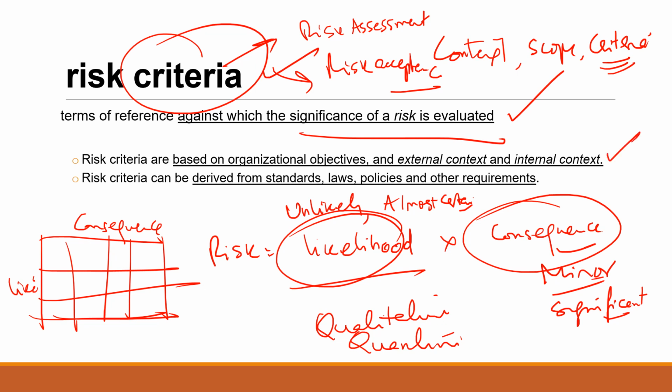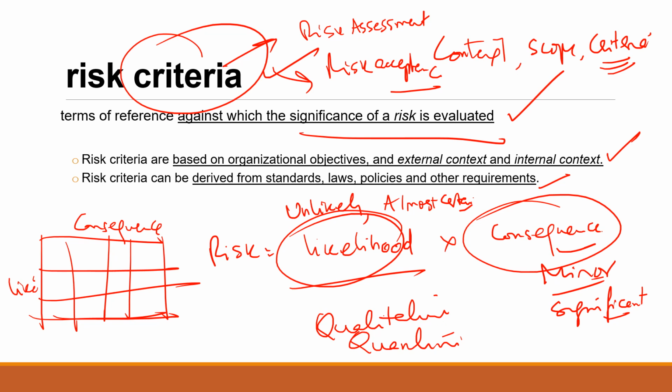What is the organization culture? Maybe they are risk aggressive or risk averse, so their appetite will be different. Risk criteria can be derived from a standard, laws, policies, and other requirements, because we have to have compliance to that. So this is also very important. We have to understand, and that's the reason I said that it comes from top management.